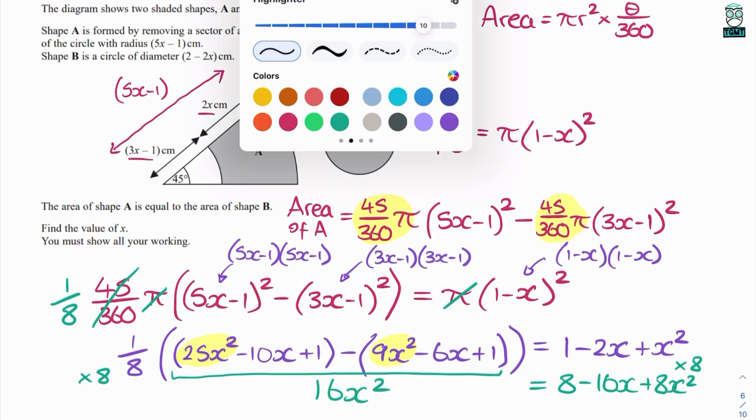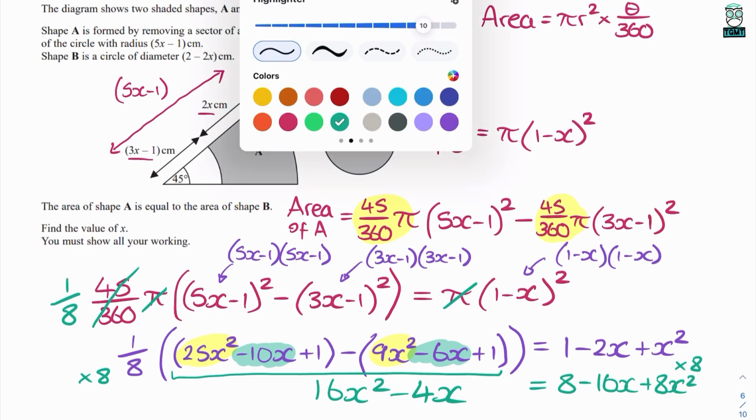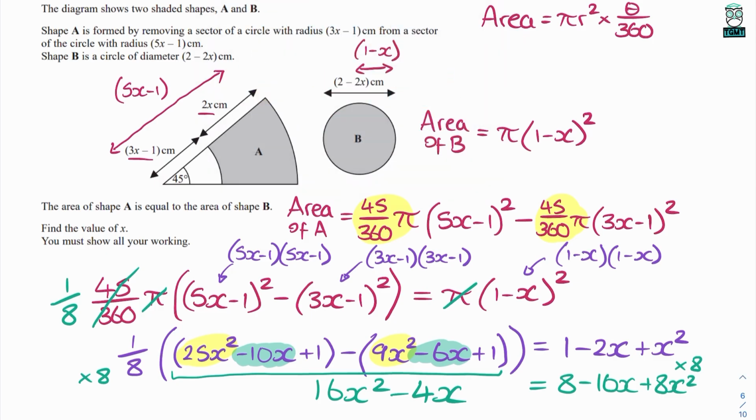For the next part, let's have a look. We have negative 10x, and we're going to take away negative 6. Now that's one where you've got to be very careful because we are taking away negative 6. So that in essence is adding 6. So we have negative 10x, add 6x, that's going to be negative 4x. So minus 4x. And then for the last one we have plus 1, take away another plus 1. So that's relatively nice for us to do. Plus 1, take away plus 1, and that just cancels out, so we've got nothing there.